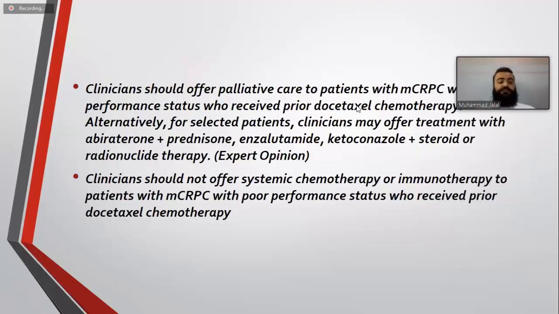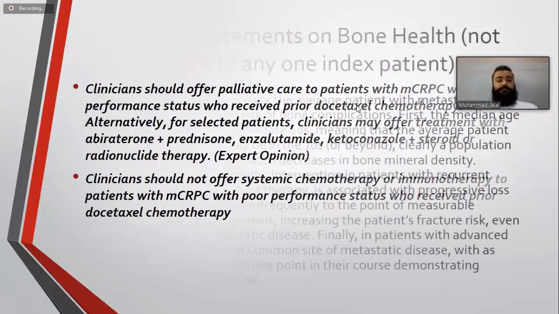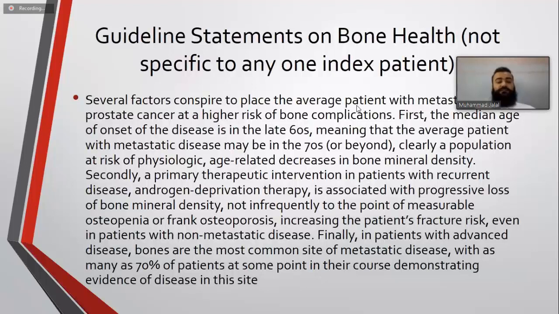Clinicians should offer palliative care to patients with metastatic castration-resistant prostate cancer with poor performance status who received prior docetaxel chemotherapy. Alternatively, for selected patients, clinicians may offer treatment with abiraterone plus prednisone, enzalutamide, ketoconazole plus steroid, or radionuclide therapy. Clinicians should not offer systemic chemotherapy or immunotherapy to patients with metastatic castration-resistant prostate cancer with poor performance status who received prior docetaxel therapy. Now we have the guideline statements on bone health, non-specific to any one index patient.